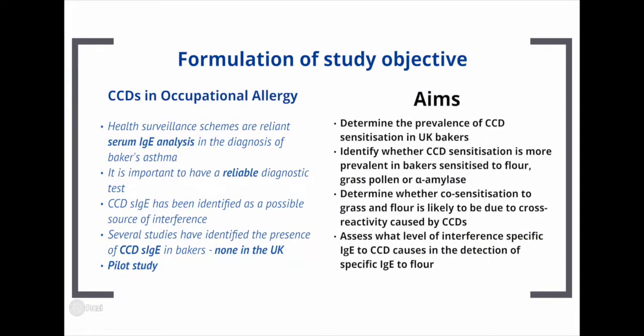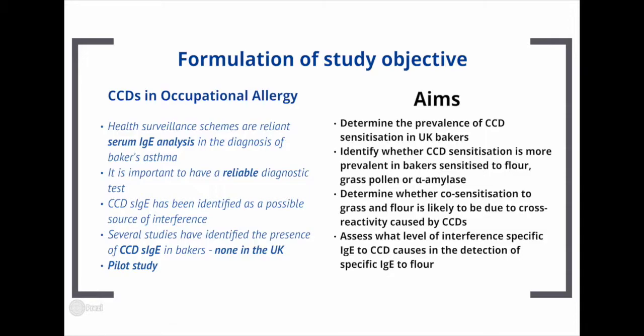In fact, health surveillance schemes rely heavily on serum IgE to allergens in the diagnosis of baker's asthma, and a diagnosis can have huge implications on the baker, including job loss. It's therefore extremely important that our diagnostic test is reliable, and since CCDs have been identified as possible sources of interference with this test, it's important to investigate this further. This study essentially represents a pilot study, investigating the likelihood of CCDs causing significant interference into serum IgE analysis of baker's asthma. So on to our aims.